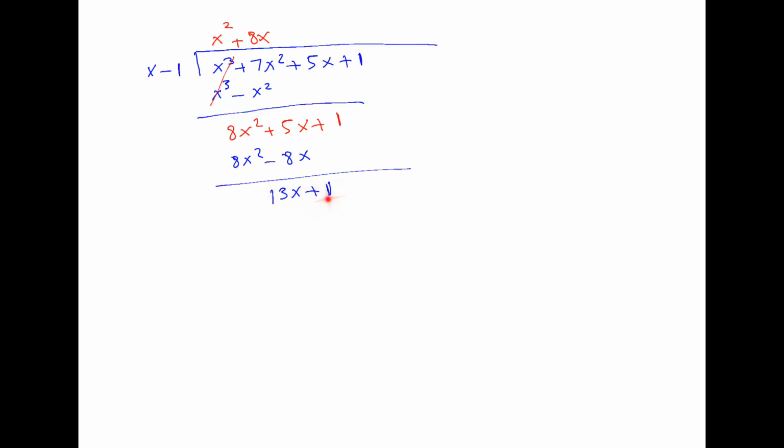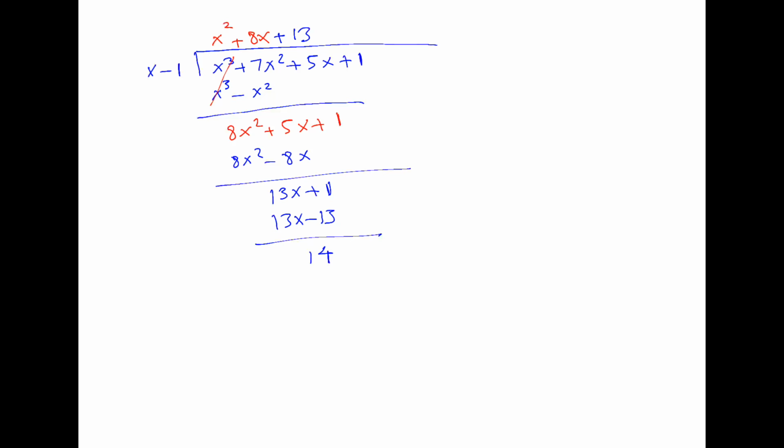Divide 13x + 1 by x. 13x divided by x is 13. 13 multiplied by x - 1 is 13x - 13. The remainder would be 14.